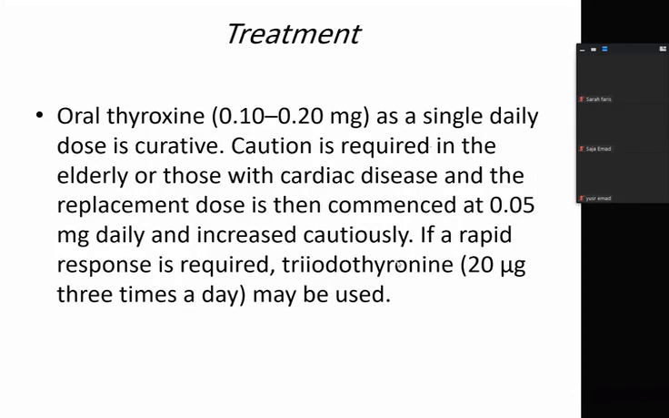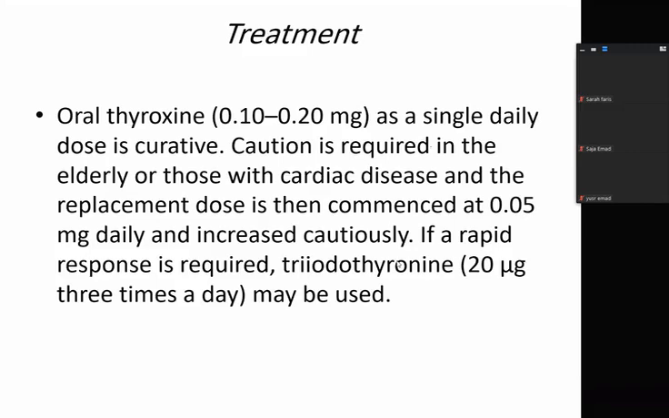Caution is required in the elderly or those with cardiac disease, where the replacement dose is started at 0.05 mg, meaning 50 micrograms daily, and increased cautiously. If a rapid response is required, triiodothyronine 20 micrograms three times daily may be used. Is that clear? Okay.